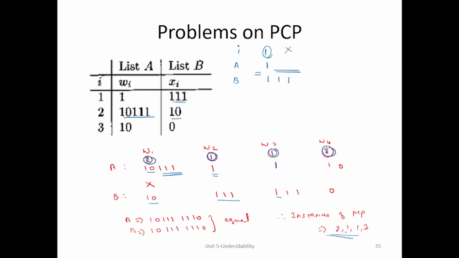So I framed all the values from i equal to 1 to k. There are 3 values available, and I am using all these 3 values. Using those 3 values, the lists are the same. So we are able to find a solution. The instance of PCP is 2113.